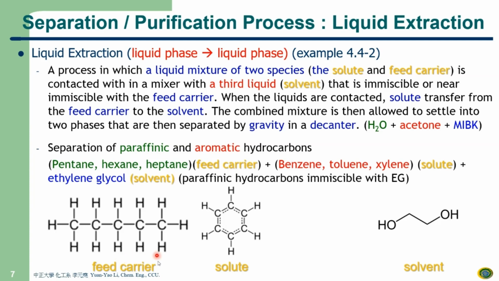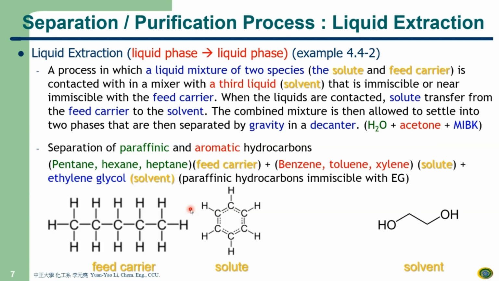So here's another example: a separation of paraffinic and aromatic hydrocarbons. This is called a paraffinic hydrocarbon. This is called an aromatic hydrocarbon. So they have very similar chemical compounds. There are 5 carbons, and there are 6 carbons. Yeah, very similar.